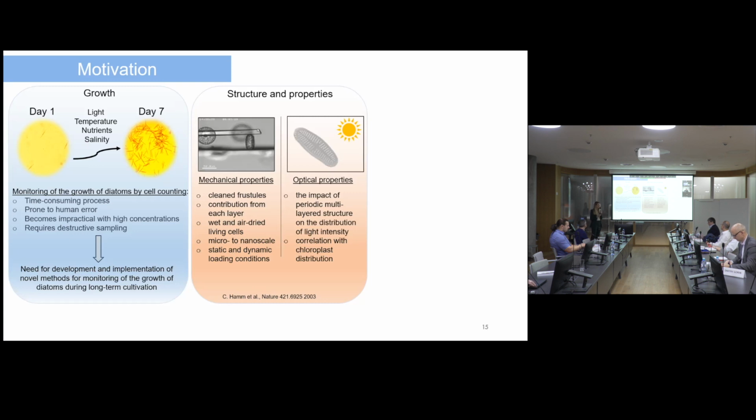optical properties are also very interesting considering such a hierarchical periodic structure. And there is a lack of data, for example, if we are considering this frustule in its natural aquatic environment. Usually numerical simulations are performed in the air, not in the water. And we decided to study the impact of such a periodic multi-layered structure on the distribution of light intensity inside this structure, and maybe to try to find a correlation with chloroplast distribution inside the diatom cell, which would further help us to better understand the photosynthesis processes.